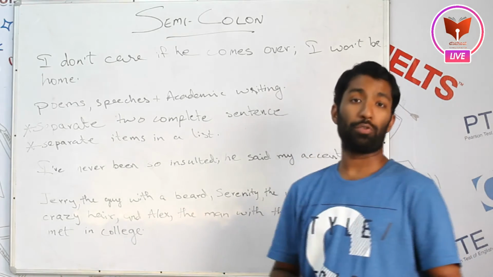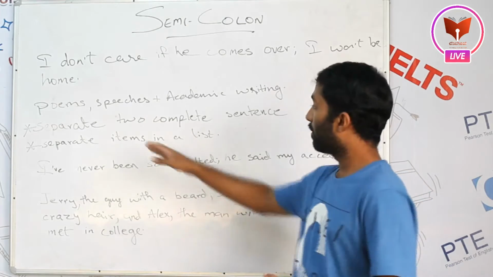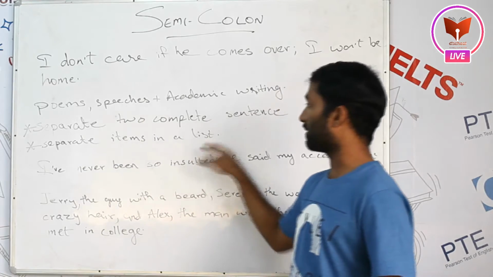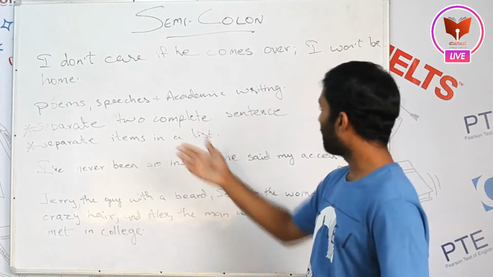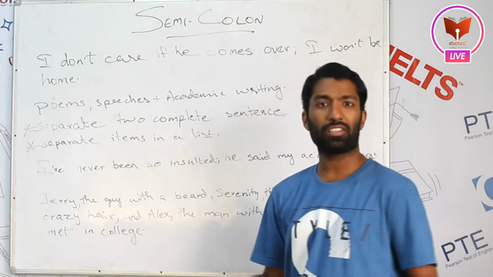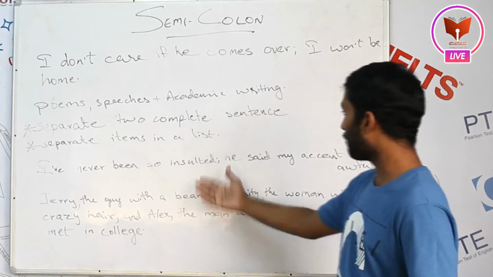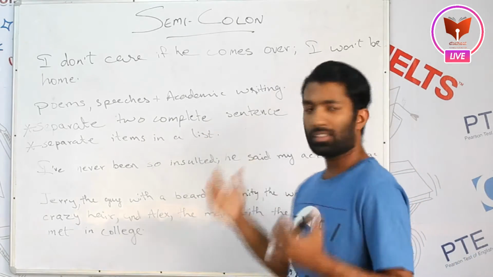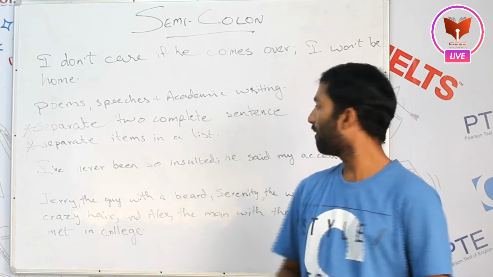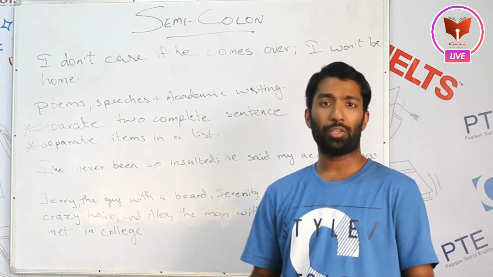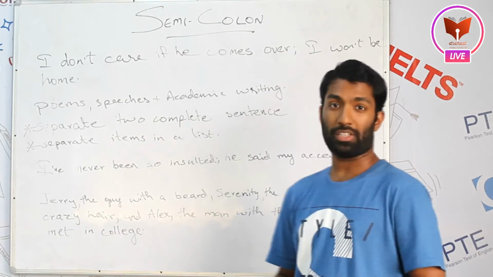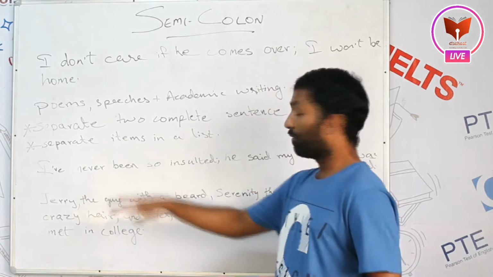So, where do you use semicolons? In two places. One is to separate two complete sentences, and the other is to separate items in a list. But then you will have the question: to separate two complete sentences, you can just use a period, right? And to separate items in a list, you can just use a comma, right? From these two examples, you can see they are the same things. So why use a semicolon? I will be explaining how, where and why to use them through these examples.